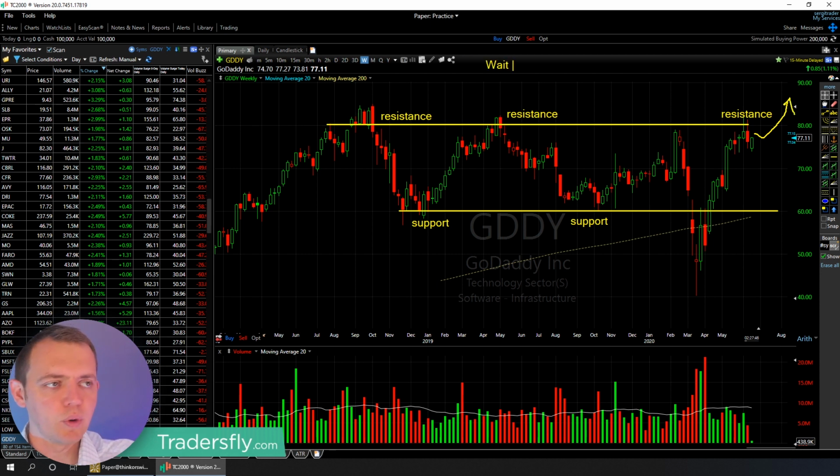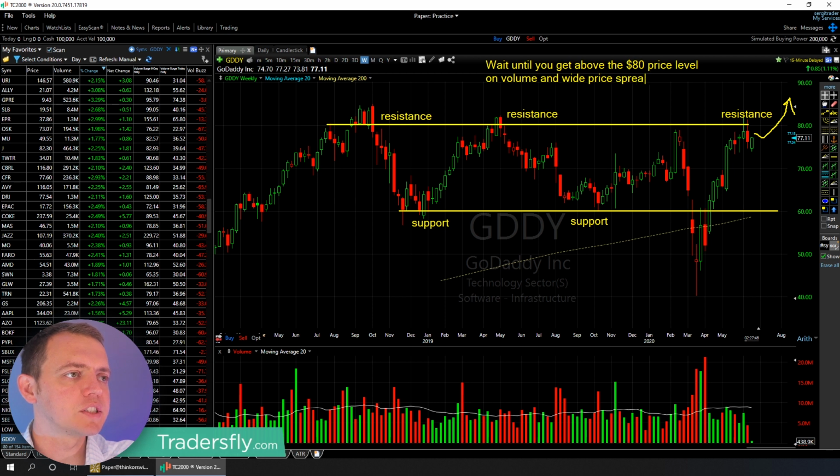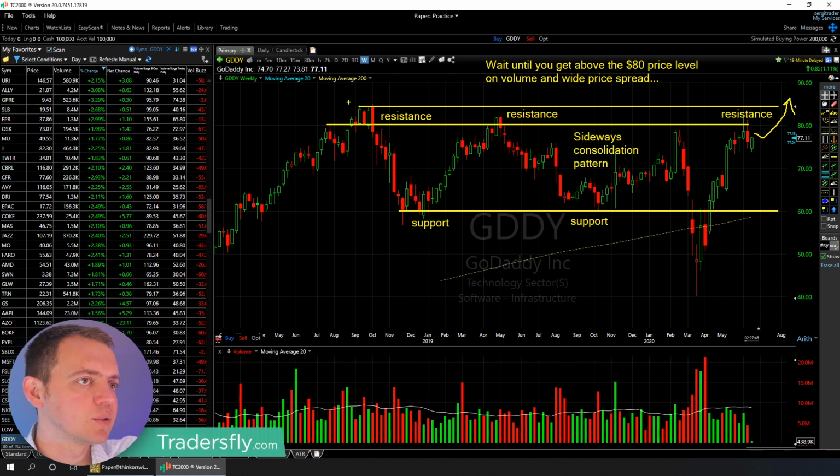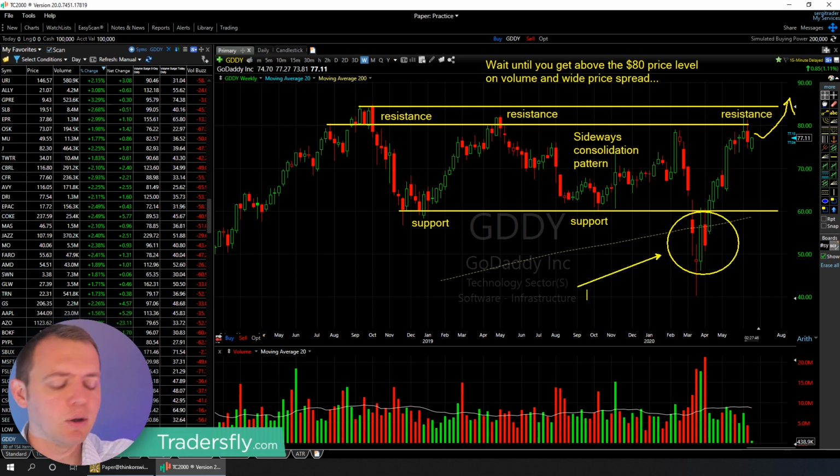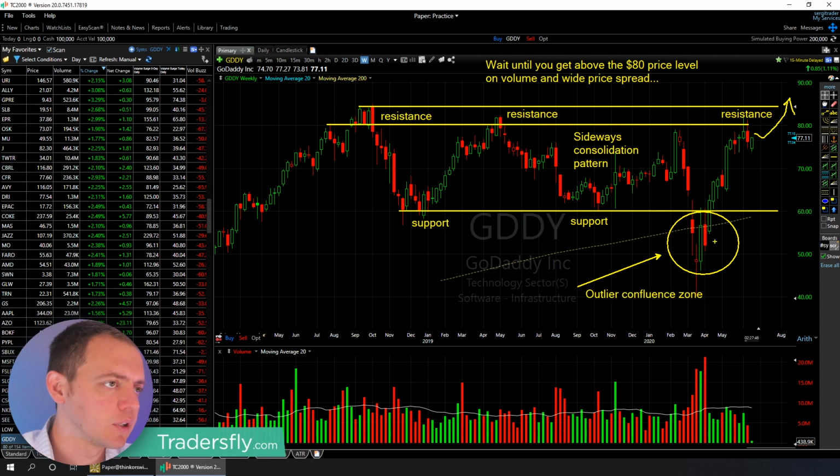this level. Wait until you get above the $80 price level on volume and wide price spread. That would be a good kind of sign. You do have a little more resistance here over top, other points to kind of watch out for. I think it's minimal. You've had your sideways consolidation pattern here as well, so you can see how we've just been moving sideways for a little bit of time, with the exception of this outlier confluence zone. That was a little bit of an issue, but most of the time you've been kind of moving sideways, so the stock's just been drifting.